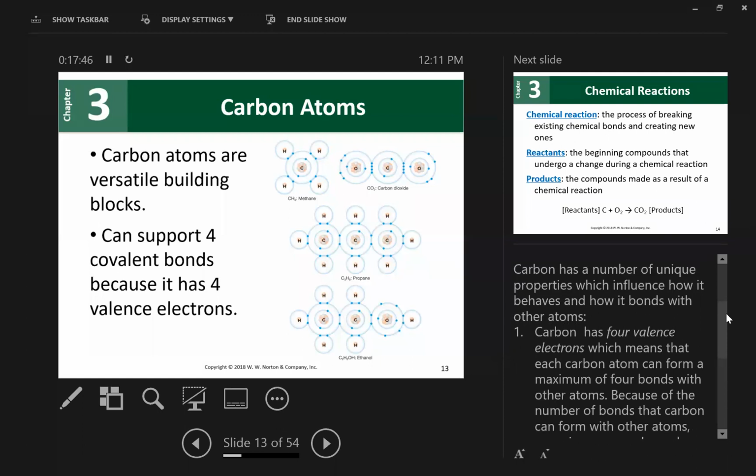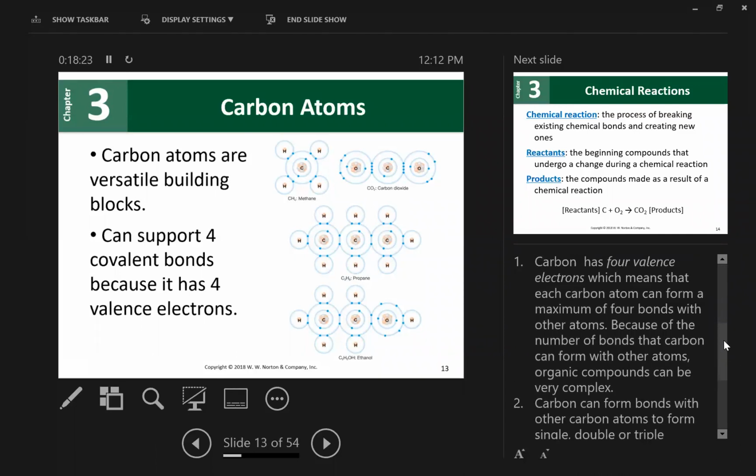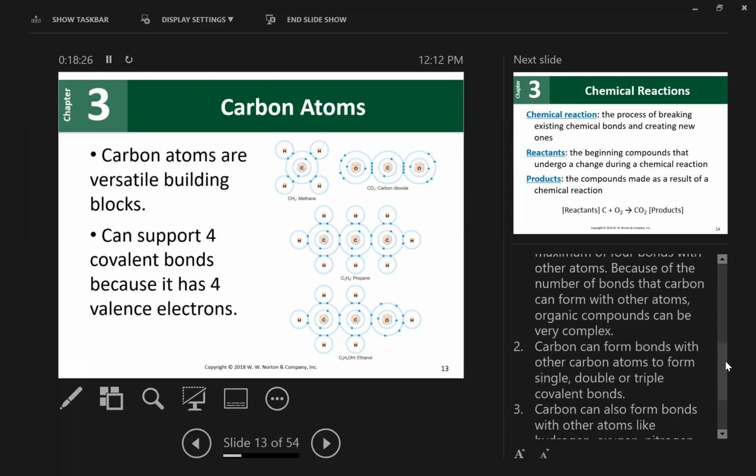This means that each carbon atom can form a maximum of 4 bonds. So if we can remember, that second shell wants to have 8 electrons in it. The carbon atom only has 4 electrons in its second shell, therefore it can bond with 4 different elements. Because of the number of bonds that carbon can form with other atoms, organic compounds can become very complex.